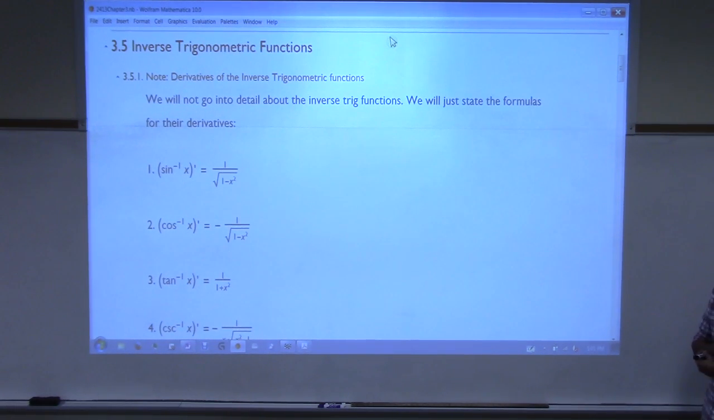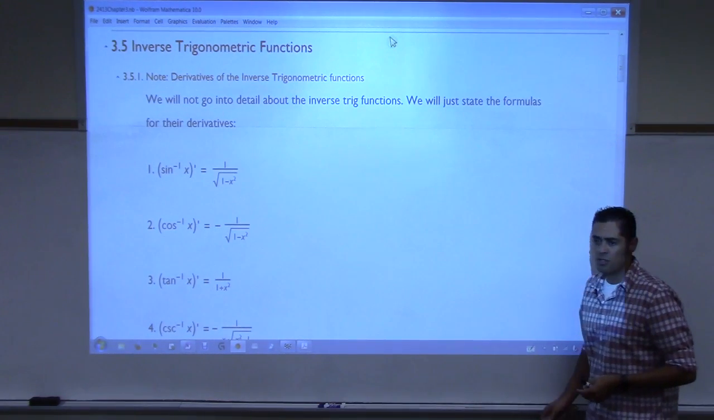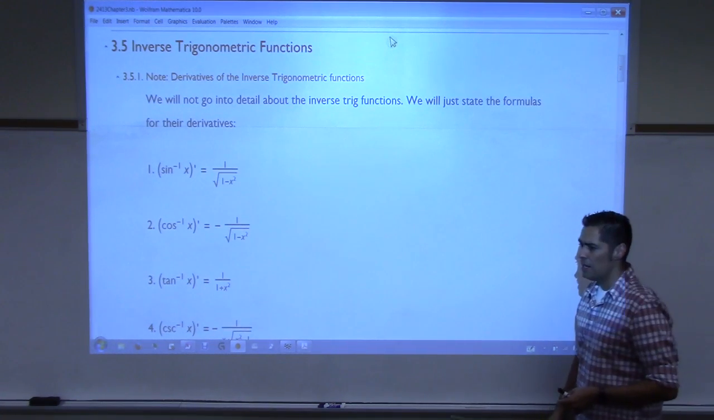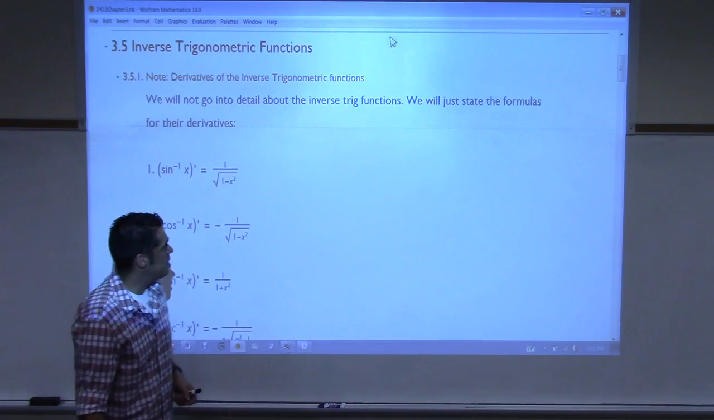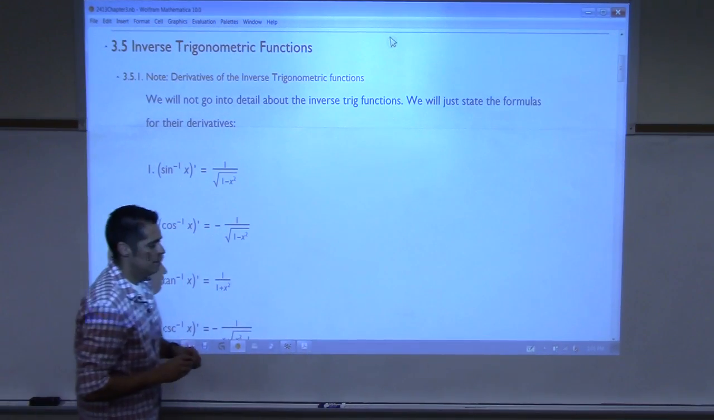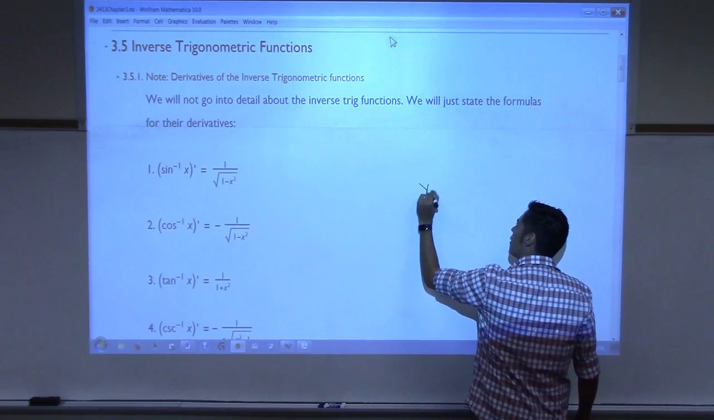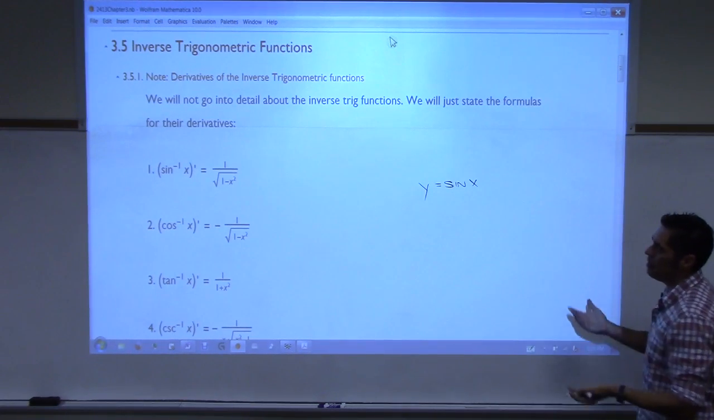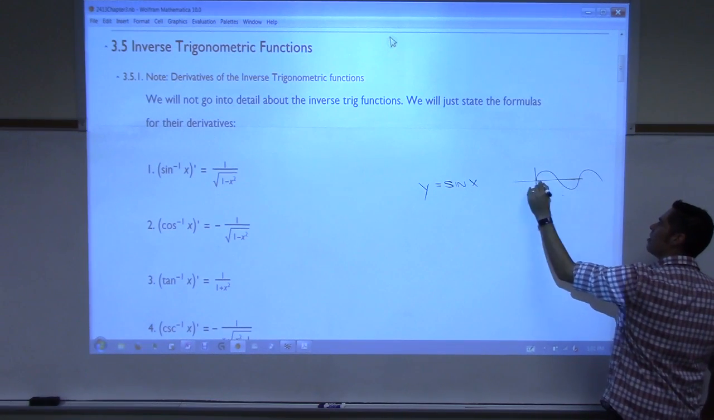All right, so we are going to start a new section today, 3.5, inverse trig functions. Now, inverse trig functions were studied in pre-cal, and you may have seen a slightly different notation for inverse trig functions. So let me start off with an example here. Y equals sine x. We know that that's a nice, smooth, continuous sine curve, right?